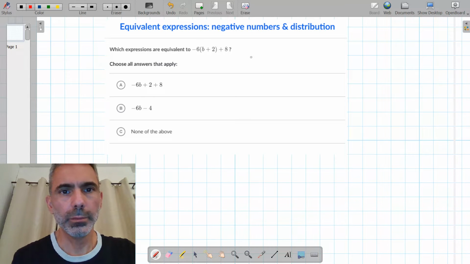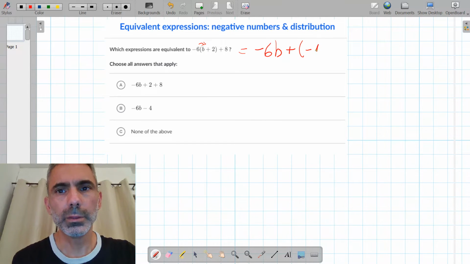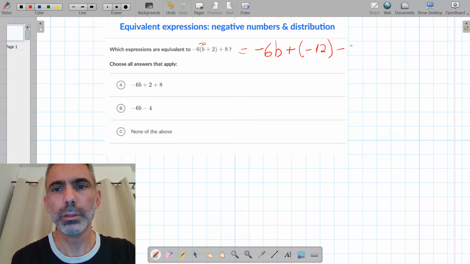Okay, so let's first apply the distributive property to multiply minus 6 times b. So we have minus 6b plus minus 6 times 2, which is minus 12, plus 8. Okay, so this equals minus 6b, and minus 12 plus 8 is minus 4.